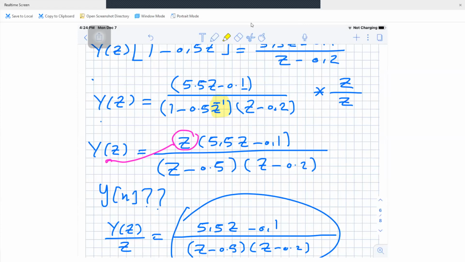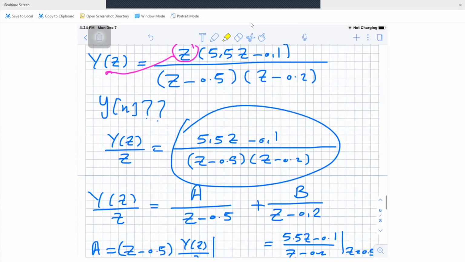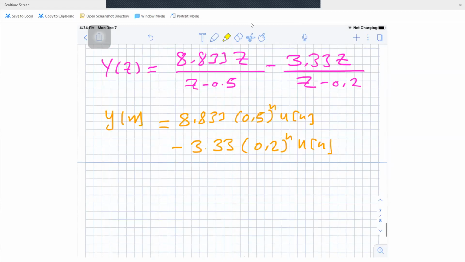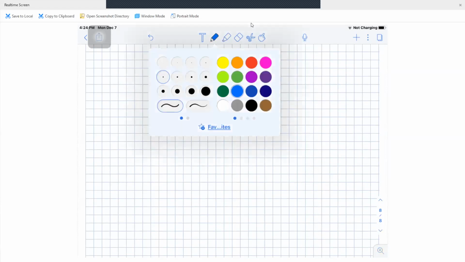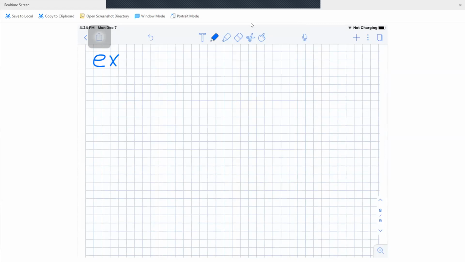Okay, if you don't have any question, now let us go to the second example. In the second example, we have a second order system. So we are talking about a more complicated system. Now, let's go to example number 2. In example number 2, we are going to talk about a second order system, and we are going to use a new definition.